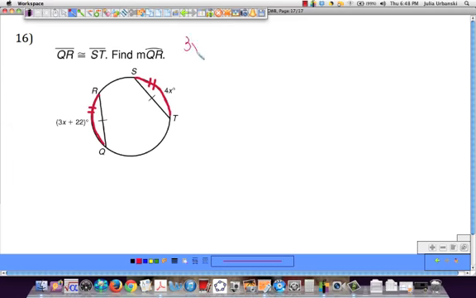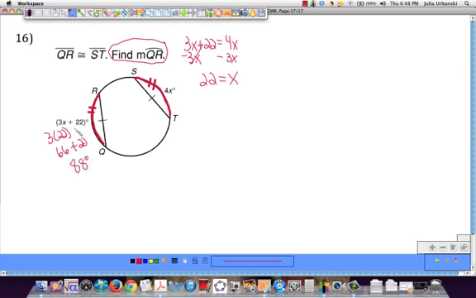So we have 3x plus 22 equals 4x. This piece equals this piece. So when you subtract 3x from both sides, you'll just get x equals 22. Look to see if that's what they want. Nope, it's not what they want. You have to plug it into QR. QR is 3 times 22, or 66, plus 22, you get 88 degrees.